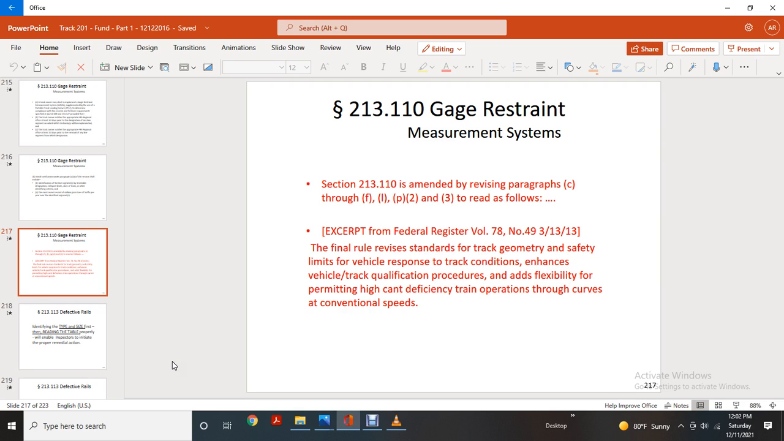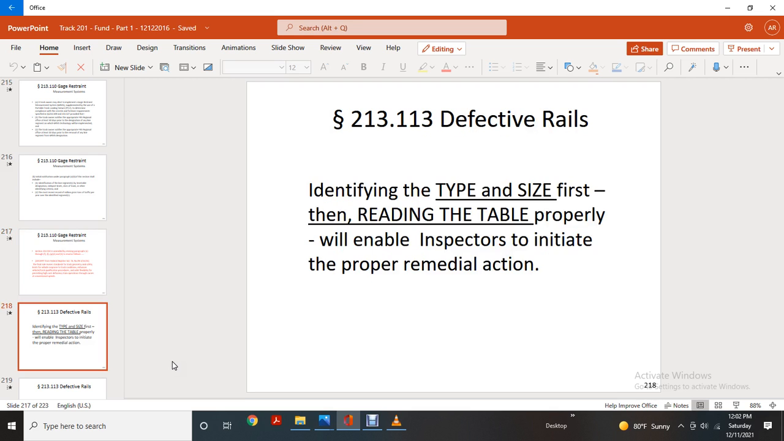March 13, 2013 final rule provides a standard track geometry for the shape of the line limit vehicle per respond with traffic track conditions and hand vehicle track qualification procedure. They add flexibility for the permitting high cant deficiency train operation through the curve of the conventional speed.